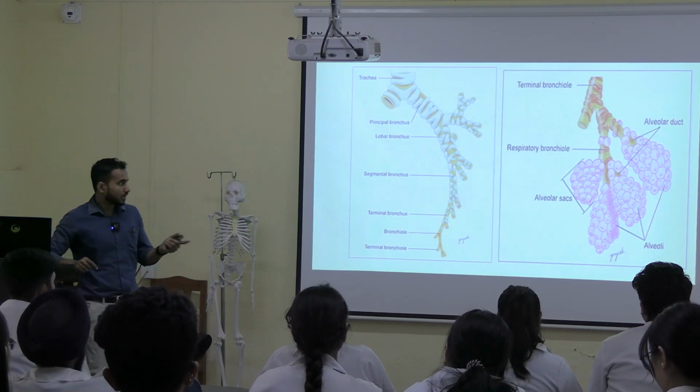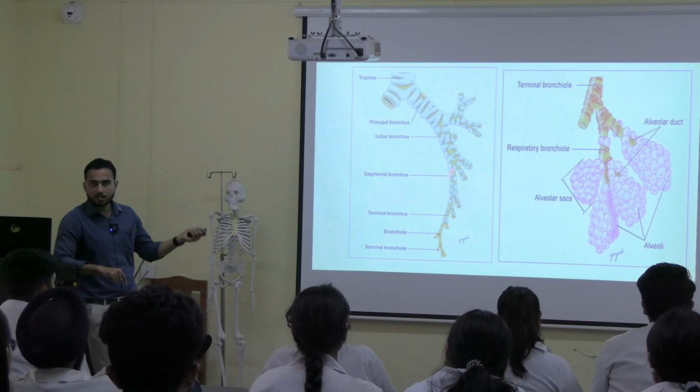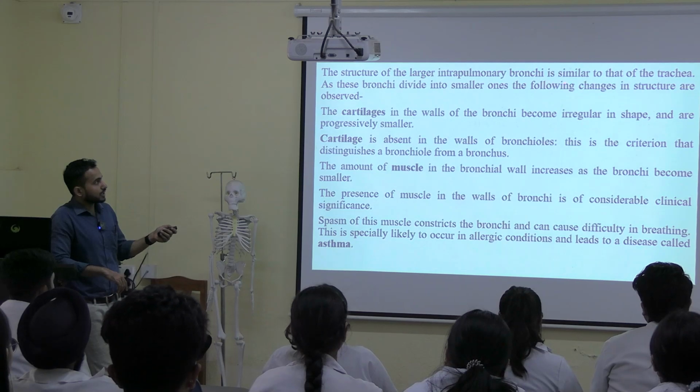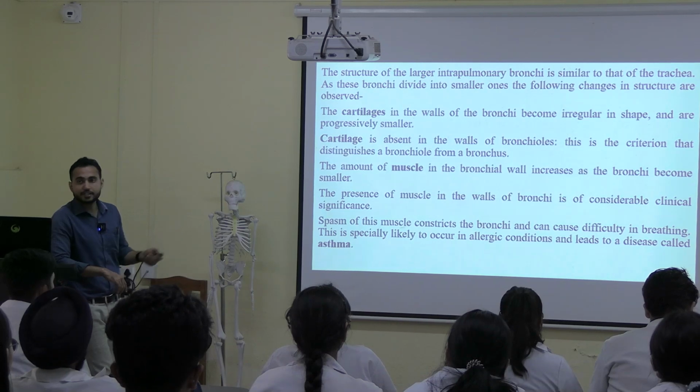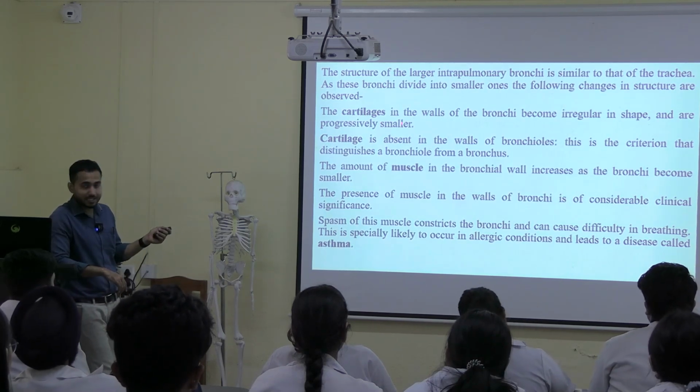Okay, so we'll see what changes take place as we go downwards. Now the structure of the larger intrapulmonary bronchi, as I said, is almost similar to the trachea. As the bronchi divide into smaller ones, different changes are taking place. Now what are the different changes? First of all, the cartilage.